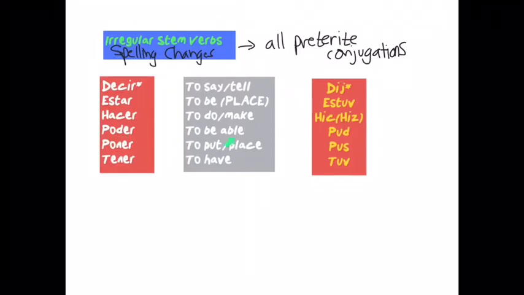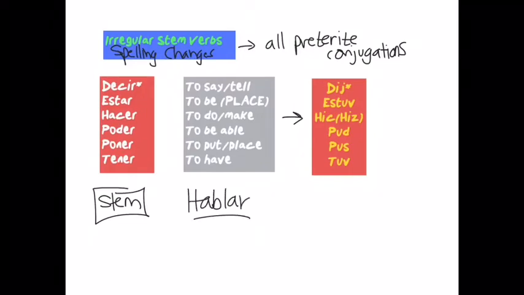Then we've got poder, to be able, often used as can or can't. Poner, to put or to place. And tener, to have. Those are all the meanings of the verbs we're going to use today. Now all of them, like I said, have weird stems. They have spelling changes. Now remember, the stem of a verb is what's left after you remove the ending. So if I've got hablar, I take off the AR, and I've got habl. Habl would be the stem because that's what's left over without the ending.